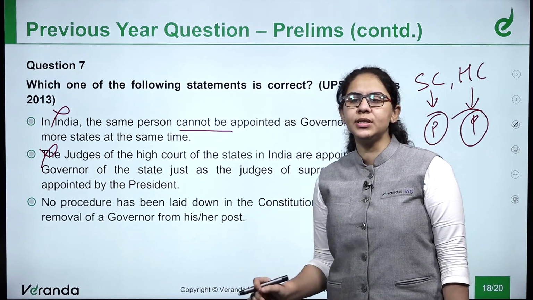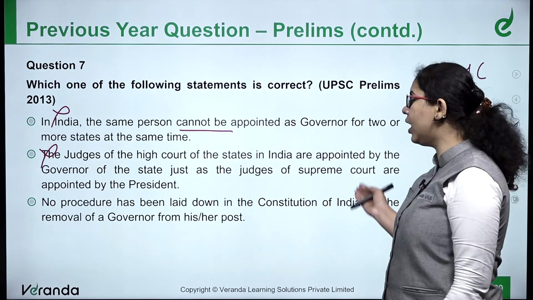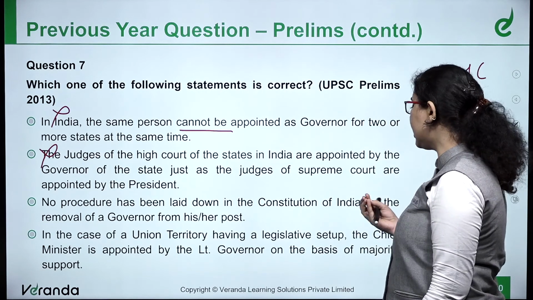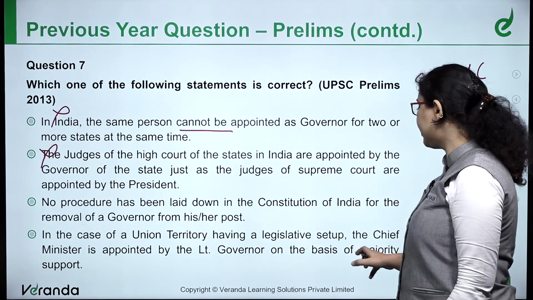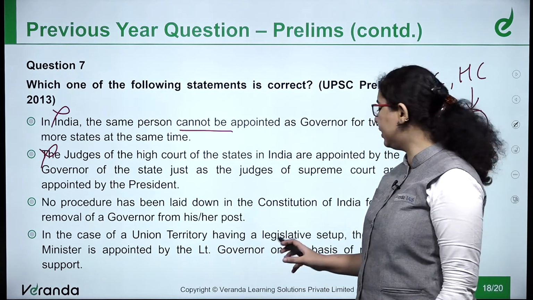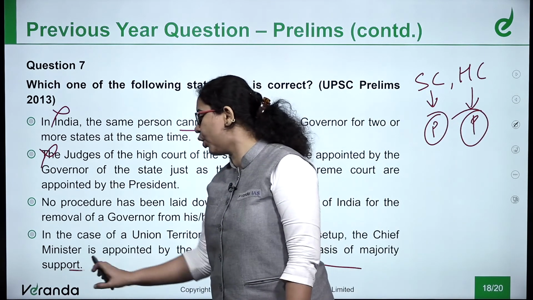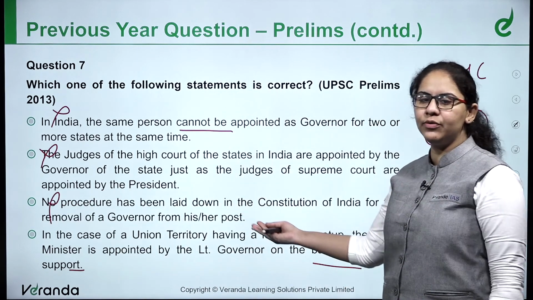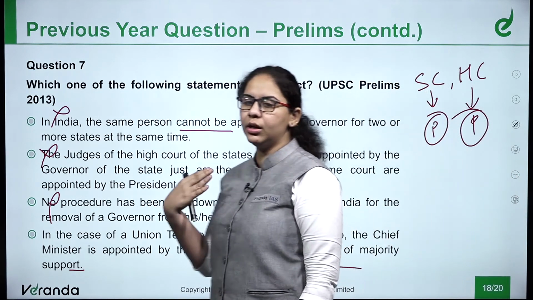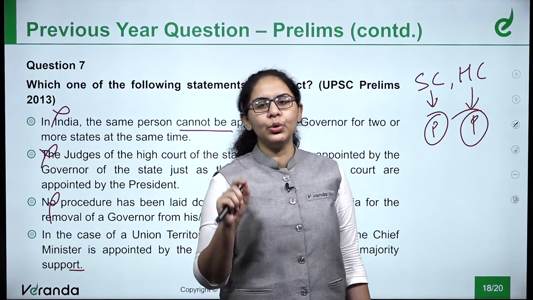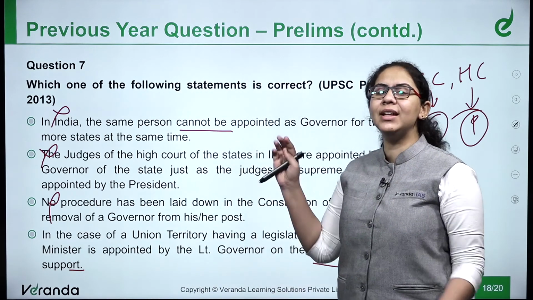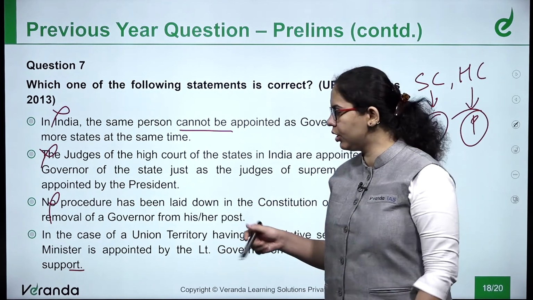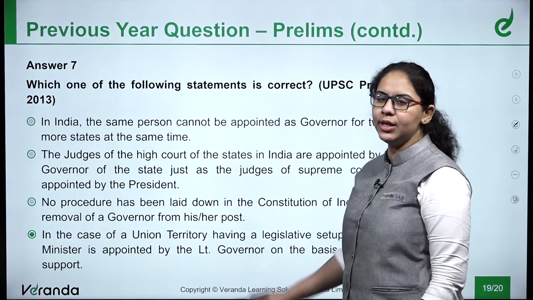Third, no procedure has been laid down in the Constitution of India for the removal of a governor from his or her post. And fourth, in the case of a union territory having a legislative setup, the chief minister is appointed by the lieutenant governor on the basis of majority support. So the third statement is wrong, and the fourth is right. Very recent example: in Delhi, the lieutenant governor appointed the government with majority support. Those UTs which have legislative assemblies, their lieutenant governor appoints the government on the basis of majority support. So option D is the right answer for this question.